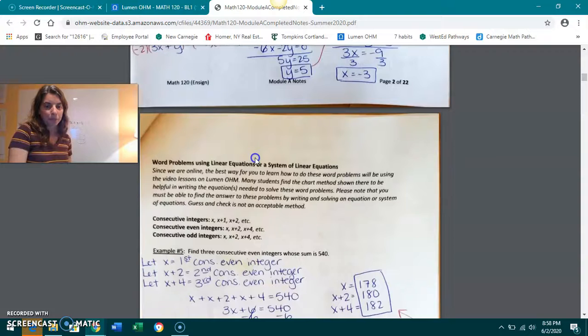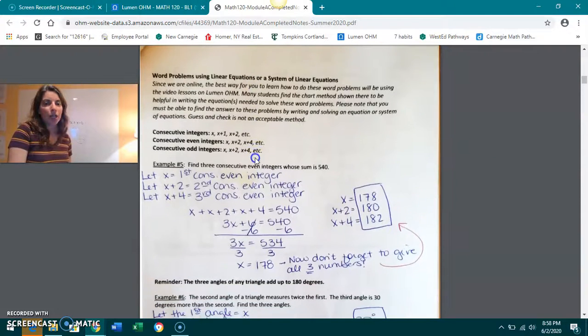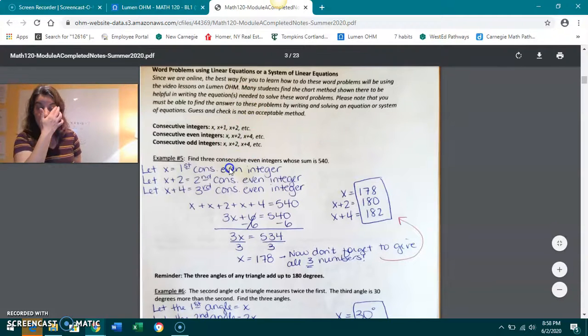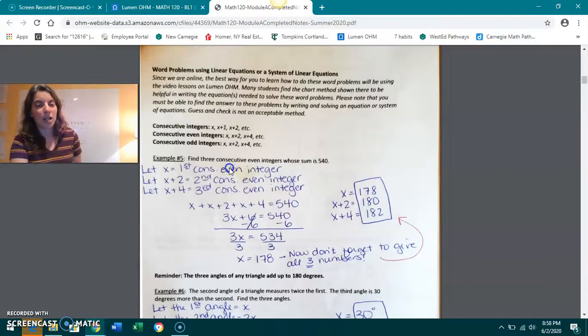Okay. Then we get into a whole bunch of word problems. And there are some good video lessons that came with Lumen that are online. Those are in the section of applications or word problems. They talk about using a chart method, which I did in some of these, and we'll talk about it. But you have to understand there are a lot of different kinds of word problems, and you have to figure out how to set them all up.